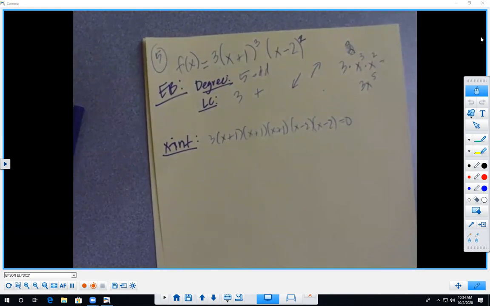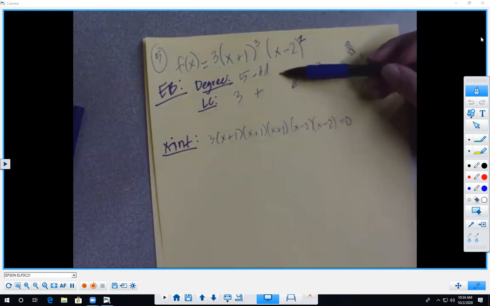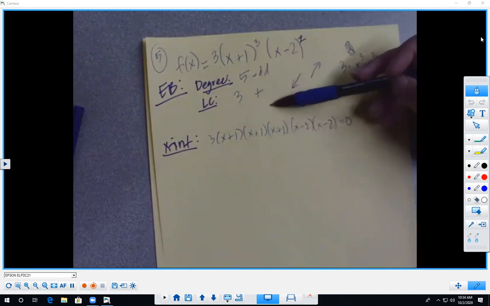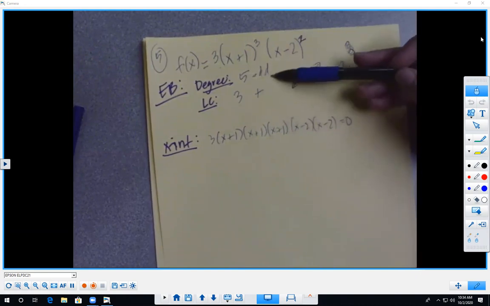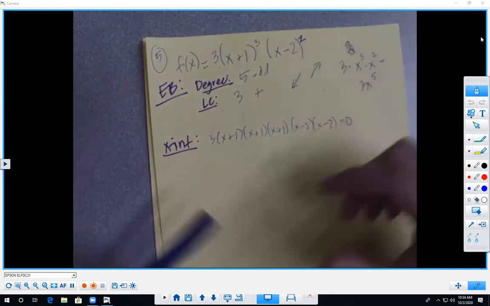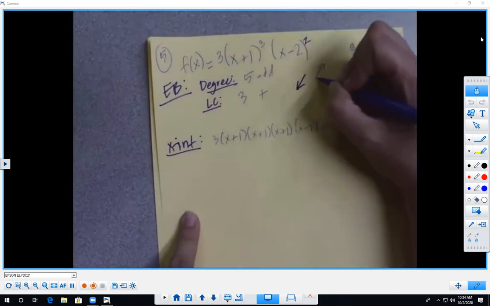For the first part, for the degree, did you get 5? And your leading coefficient is 3. So that's odd positive, which would look like this: falls on the left, rises on the right.